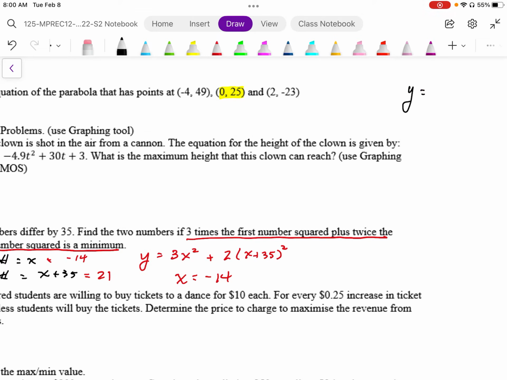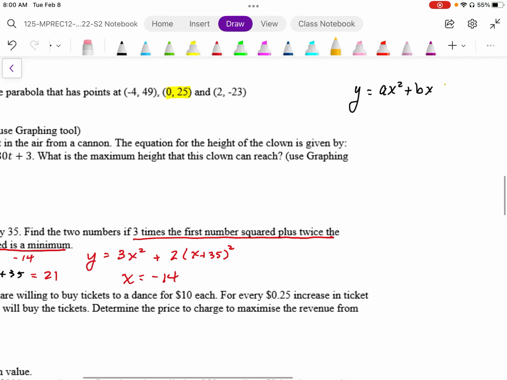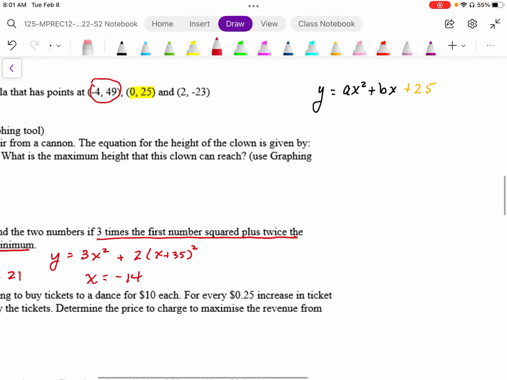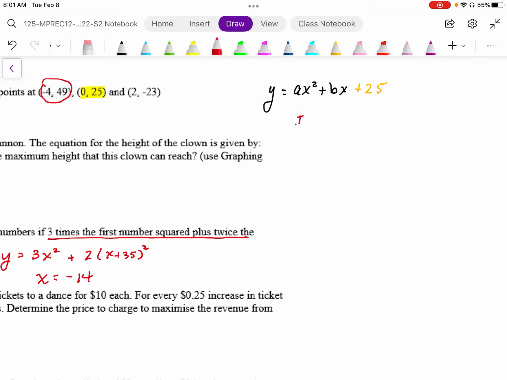So I'm going to start with y equals ax squared plus bx, and then we have this plus 25. Okay, so we have two unknowns. We have an a and b unknown, so we need to generate two equations. Well, we have the two coordinates to be able to generate those two equations. So equation 1, I'm going to have y equals 49, and x is negative 4. So I negative 4 squared gives me 16, and then I get negative 4b plus 25.